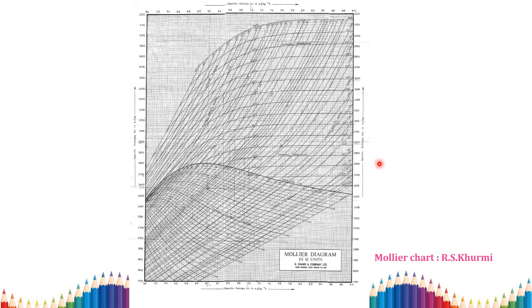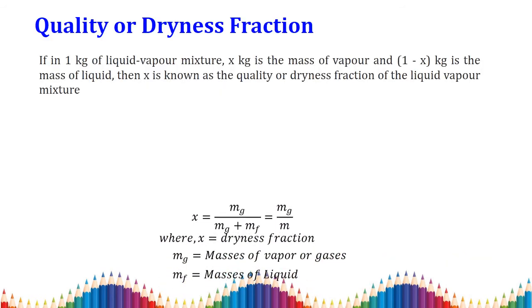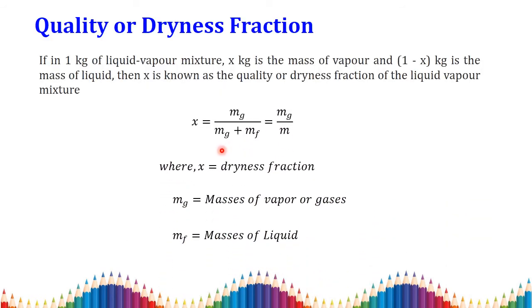This chart is taken from the R.S. Khurmi steam table. This is your critical point, and this is your saturation line. Below this point the steam is wet, and above it the steam is superheated. Then we need to know about the quality, or dryness fraction, of the steam.